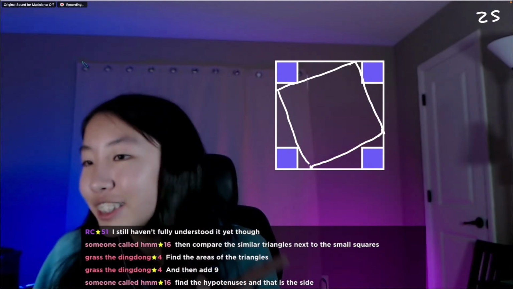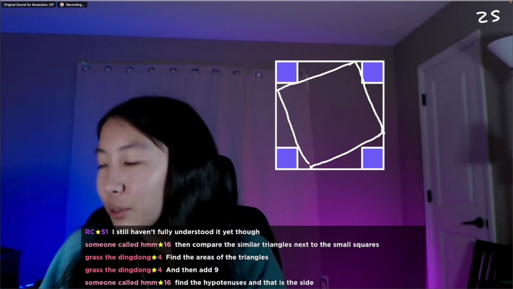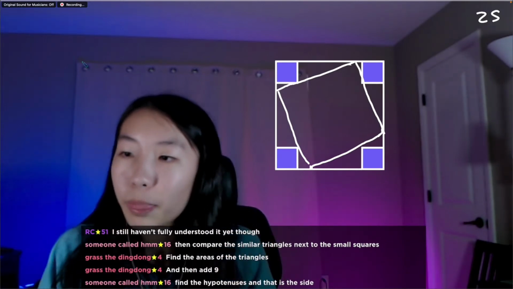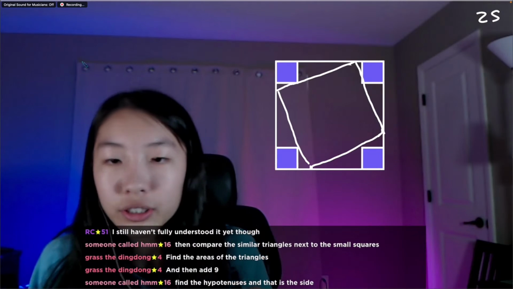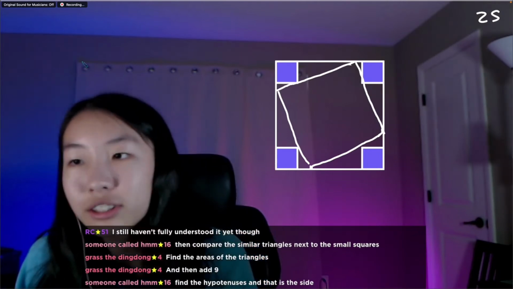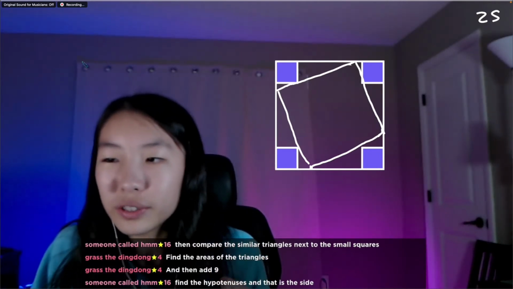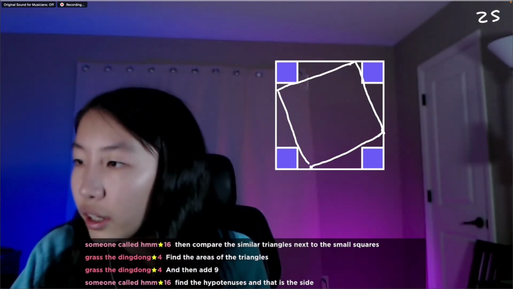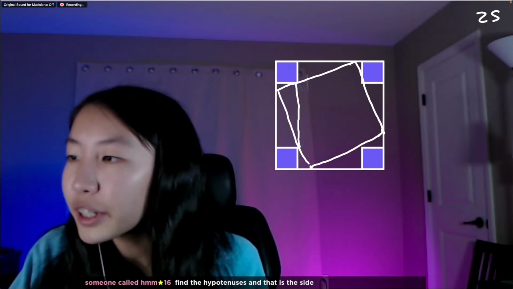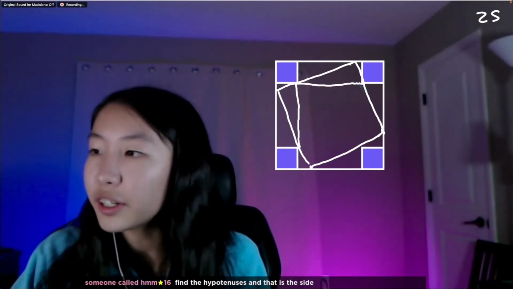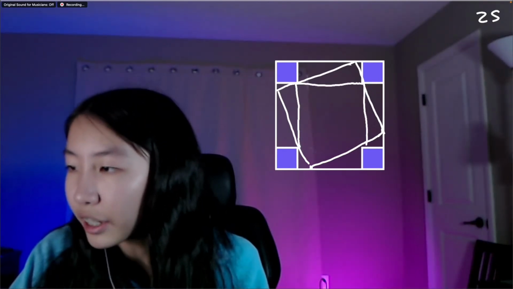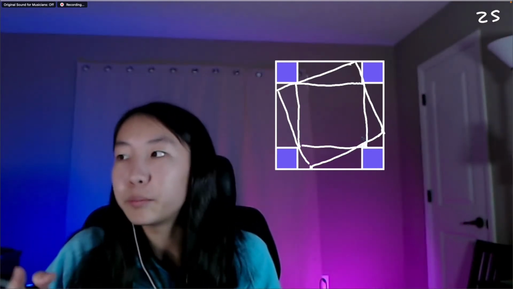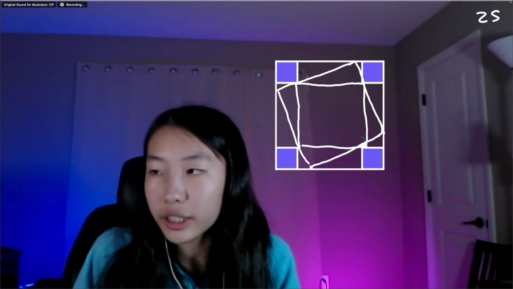And so Grass the Ding Dong in the chat brought up a great method. What we're going to do is take a square in the middle. And as we were looking earlier, this square in the middle, although it doesn't have the biggest area value, is pretty easy to calculate. And so that's probably why most people would want to draw that in the beginning.